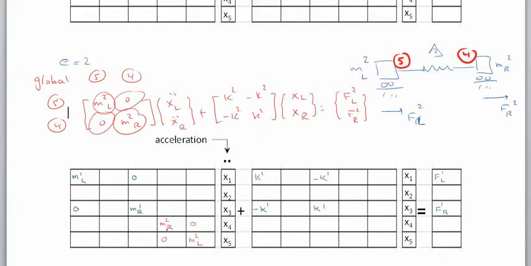M2R. For stiffnesses, row 5, column 5, row 5, column 4, row 4, column 5, and row 4, column 4. That's going to go into row 5, and this is going to go into row 4. All right. Once again, let's do a quick cut and paste here.